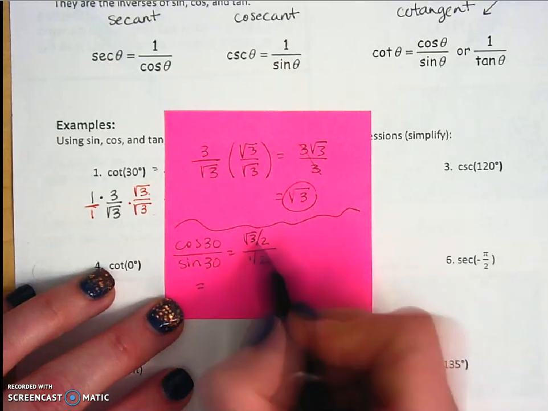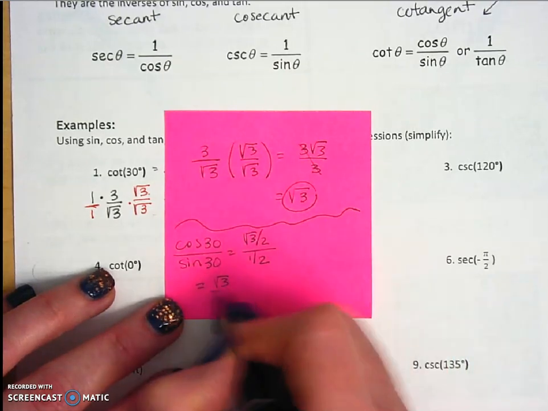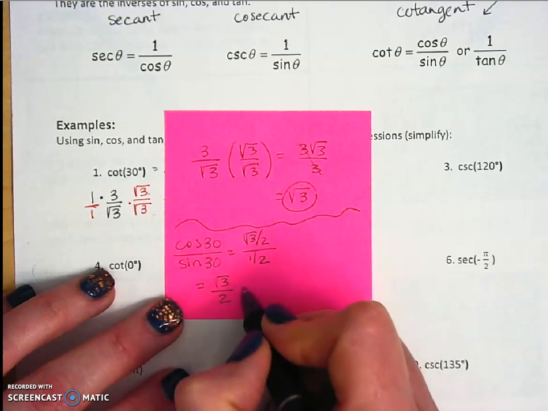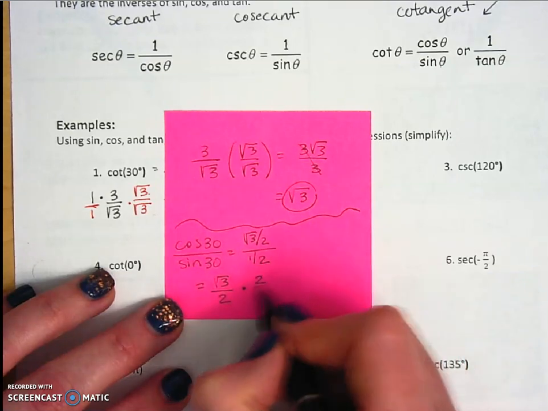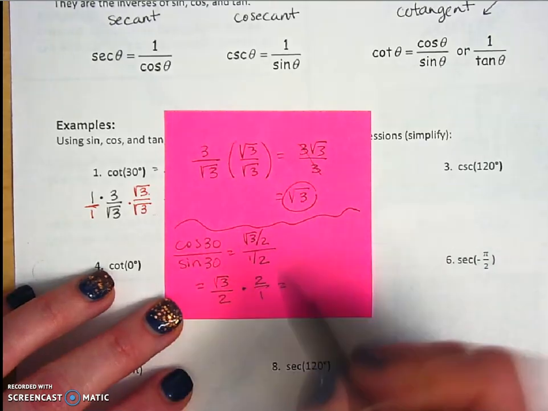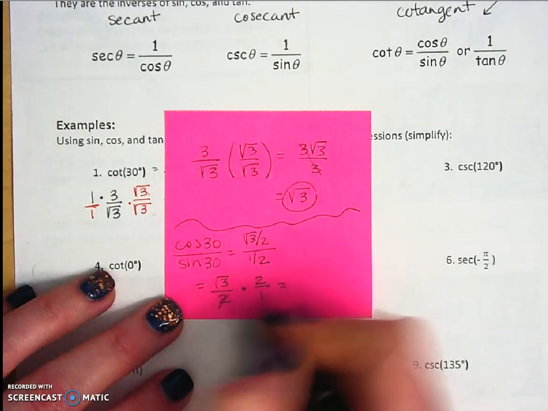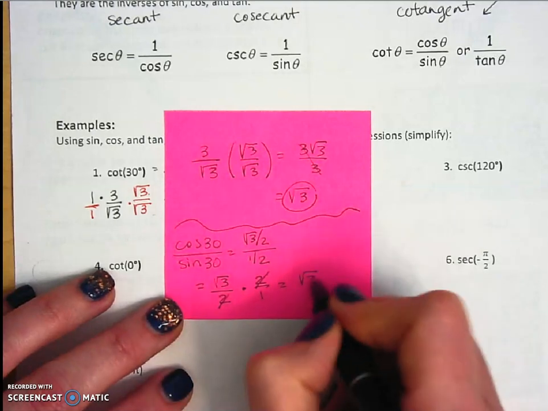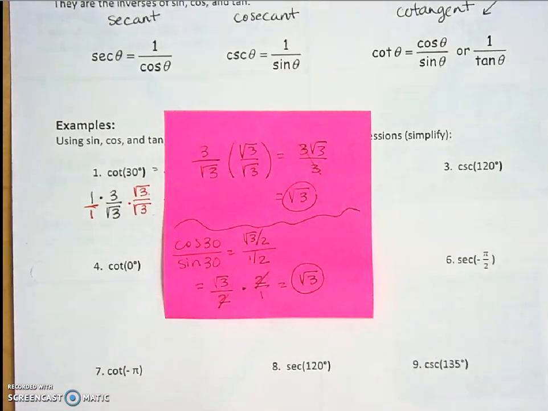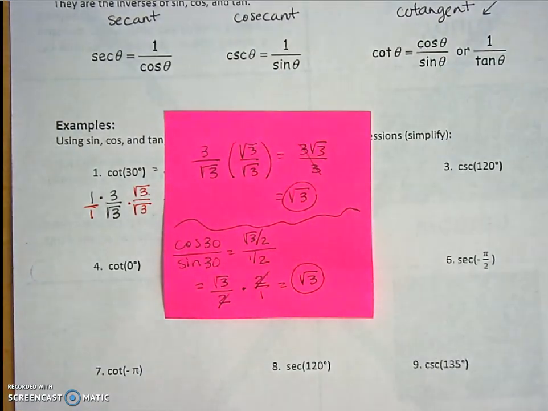So the top number stays the same, rad 3 over 2. Change division to multiply, flip the bottom fraction. Now we're multiplying across the top and bottom. Anytime you have the same thing on top and bottom, they cancel, leaving me just rad 3. Okay, so you have 3 options when you're dealing with cotangent.